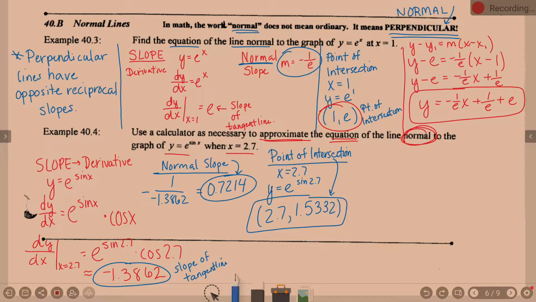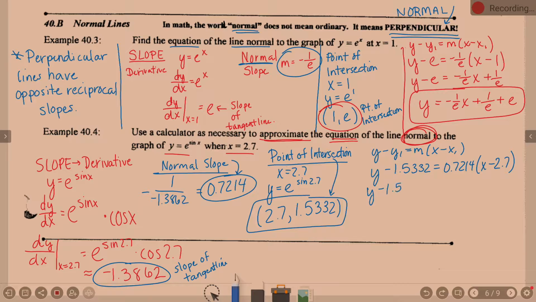And then it's writing your equation. I almost liked it better last time when it was in terms of e and I didn't have to use the decimals. Just saying. So y minus y1 equals m times x minus x1. Y minus 1.5332 equals m. I started to just write m. What is m? 0.7214 times x minus 2.7.